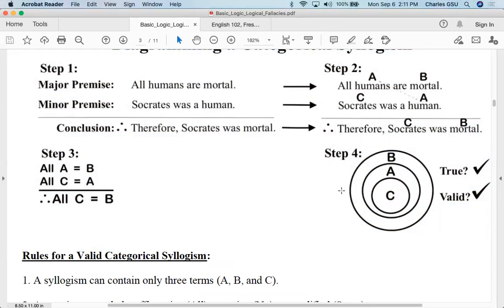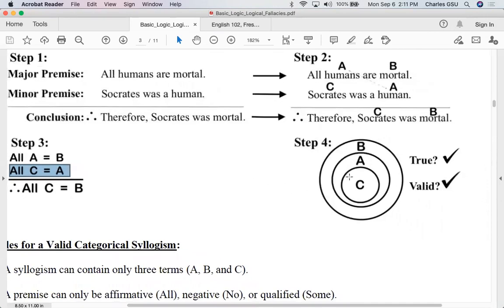Well, you do the same thing. You take C and you pour all of them inside of A, and therefore all C equals A. And the conclusion says all C equals B. Is that right? Well, let's look. All of the C's here are now automatically inside of B. So this is a valid argument.